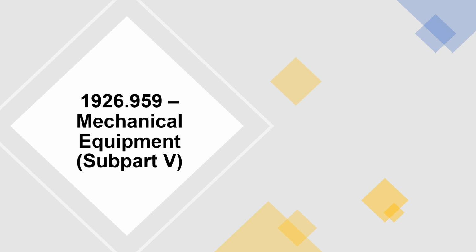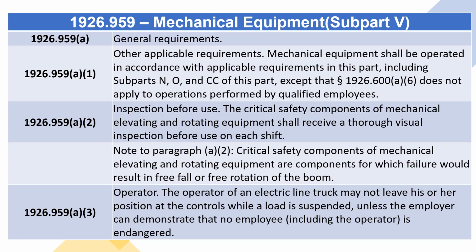1926.959 Mechanical Equipment, Subpart V. 1926.959 General Requirements. 1926.959(a)(1) Other applicable requirements. Mechanical equipment shall be operated in accordance with applicable requirements in this part, including subparts N, O, and CC of this part, except that section 1926.600(a)(6) does not apply to operations performed by qualified employees.